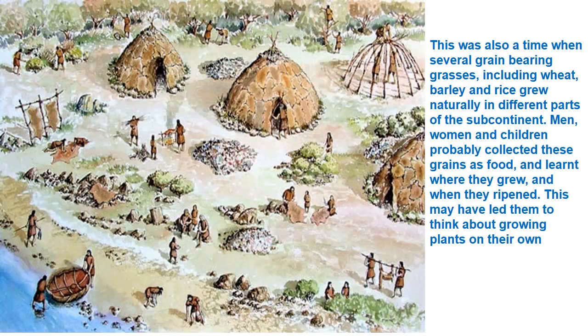Similarly, this was a time when several grain bearing grasses like wheat, barley, rice naturally grew. They were not made by anybody; they naturally grew, and people started collecting these plant produce. They found it good, and now they started learning and observing when it comes, at what time it ripens, where it is coming. They started noticing all these things. Getting it? So this is all the development of the Mesolithic phase.